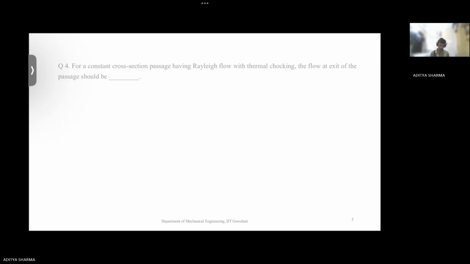Then next question, question number 4. Again it is on Rayleigh flow. It talks about thermal choking: a constant cross-section passage having Rayleigh flow with thermal choking. The flow at the exit of the passage should be.